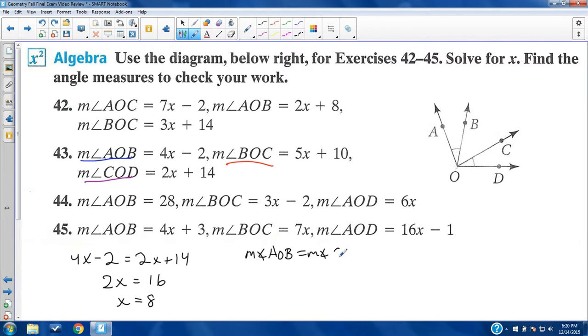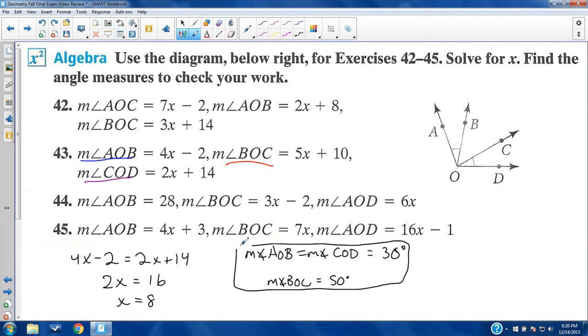I'm sorry, COD. And that is 8 times 4, which is 32, minus 2, which is 30. So you should be getting 30 for either one, and I should be leaving units. That's degrees. BOC, don't forget that one, is 5x plus 10, so 5 times 8 is 40, plus 10 is 50. And there you are. That is number 43.